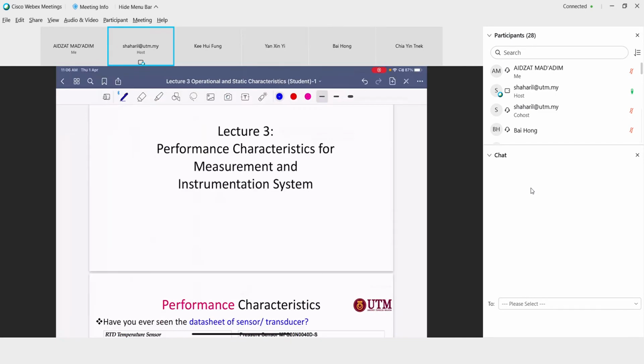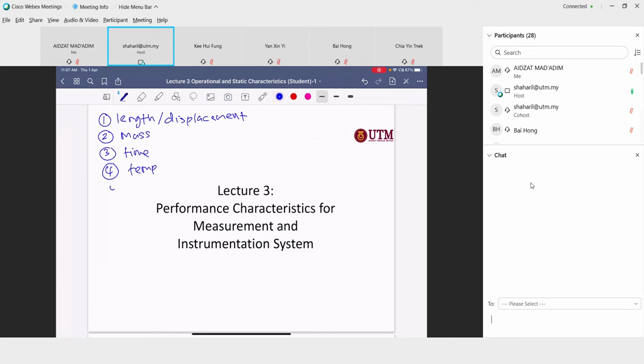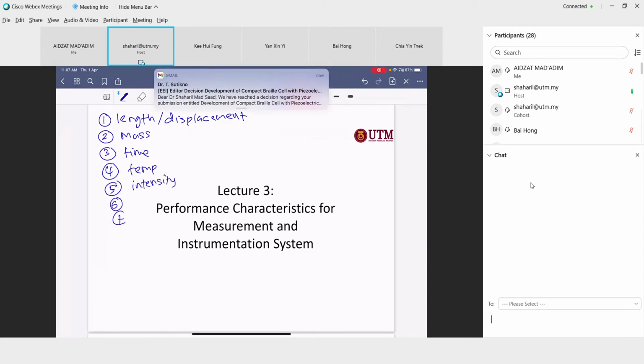Length, displacement, and then we also got mass, and also what else? Time. Okay. All right. And then number 4 is temperature. Number 5 we got light intensity. Okay. And then number 6, number 7, what else?